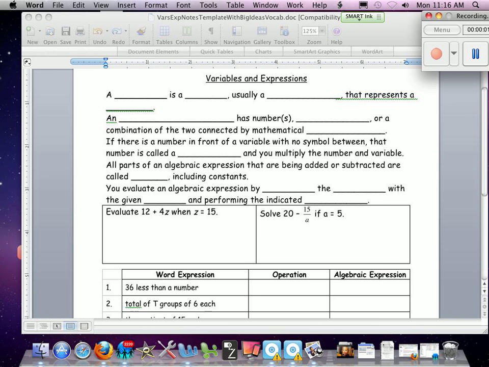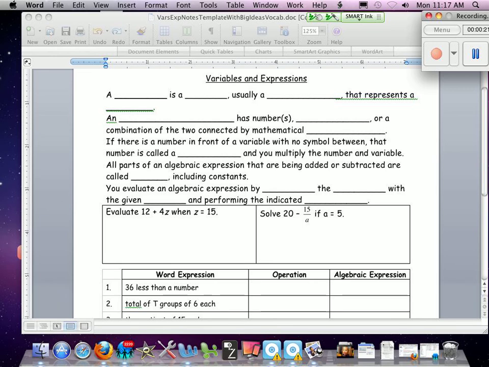Right, so these notes are going to summarize some of what we have been doing in our textbook, some of the terminology, some of the skills pertaining to algebraic expressions. So the first thing is that we want to remember what a variable is. And you've been using variables for a very, very long time.